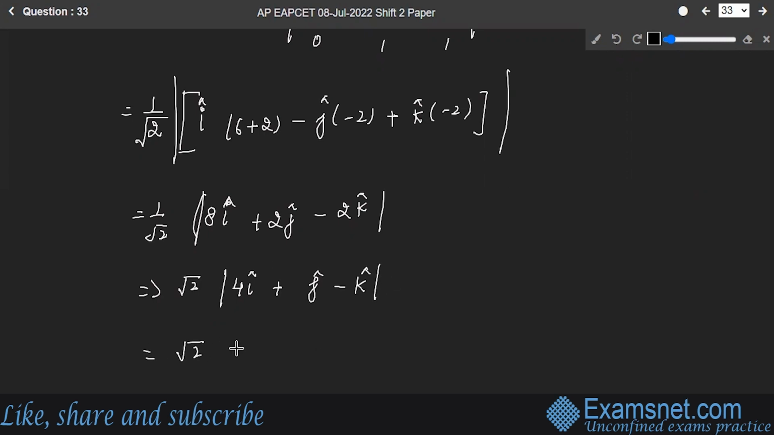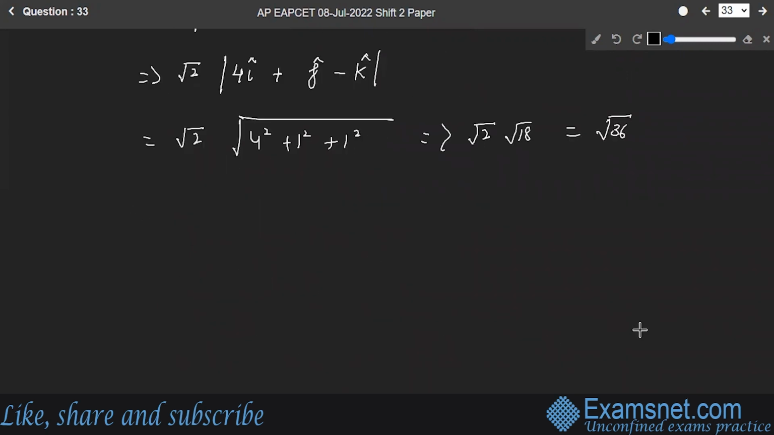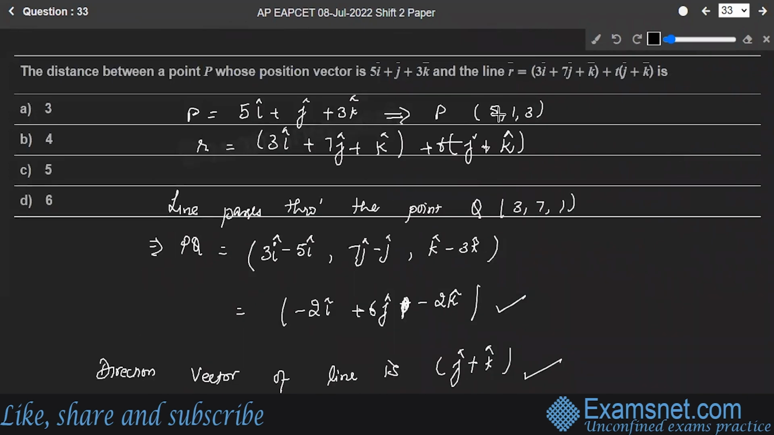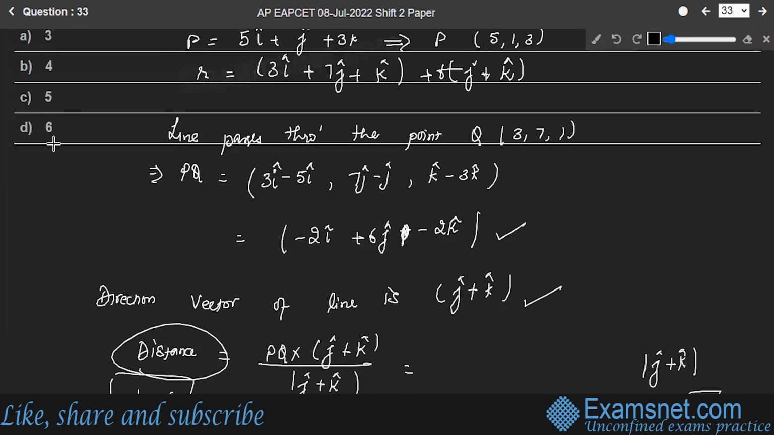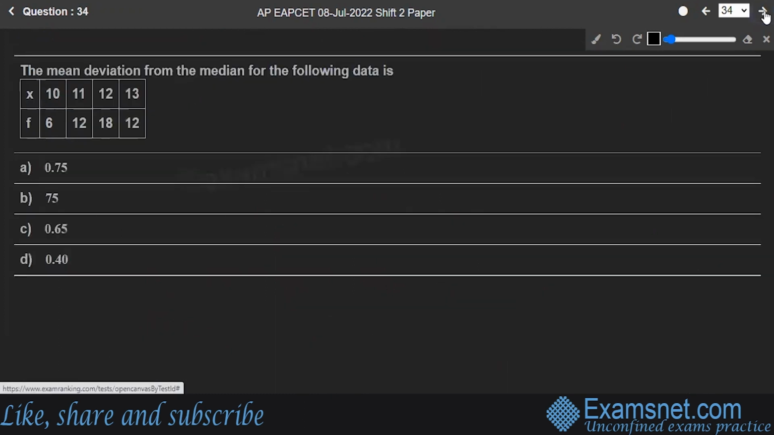So this is given by root 2 of root of 4 square plus 1 square plus 1 square, which is root 2 into root 18. So root of 36, that is equal to 6. So you got the value which we were looking for, that is the distance. We were finding out the distance D. Distance came out to be 6. So this is the answer to our question, option B. Right? Clear with this?